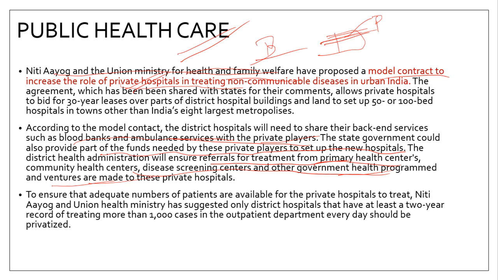And they have also made an eligibility criteria. The eligibility criteria is that the district hospital should have at least 2 years record of treating more than 1,000 cases per day. So this is the eligibility criteria for the district hospital to go for privatization. See guys, this is just a suggestion and it is presented to the states. So here comes the argument.